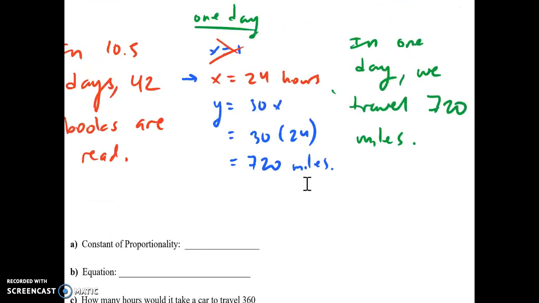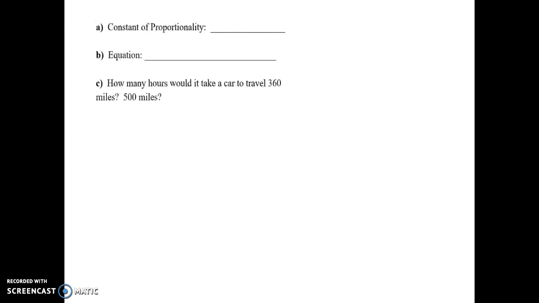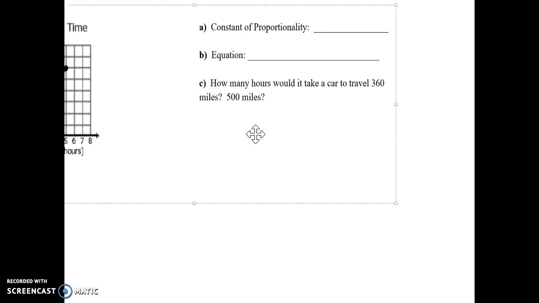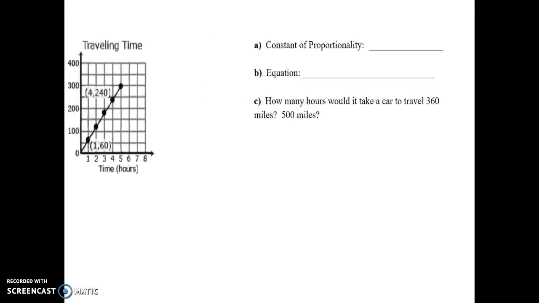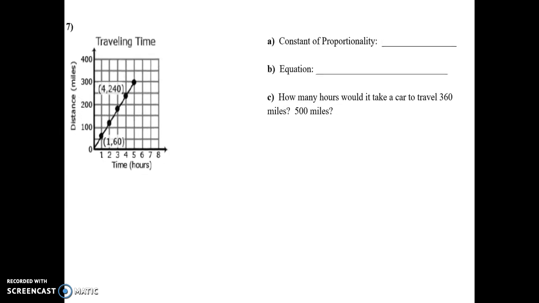Let's move on to a more difficult example. In this example, we have question 7. So please take your worksheet and go over to question 7. All right. So in question 7, we no longer have a table, right?